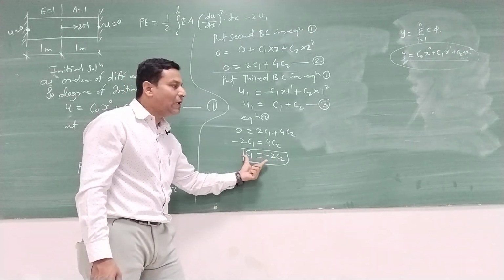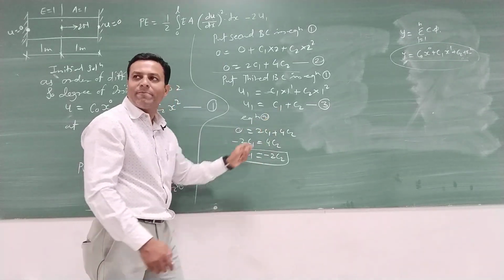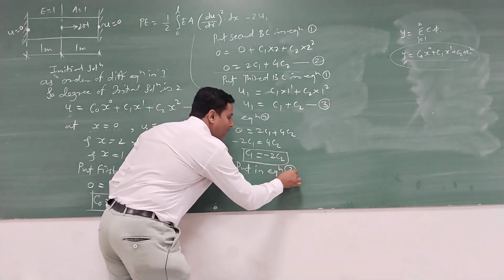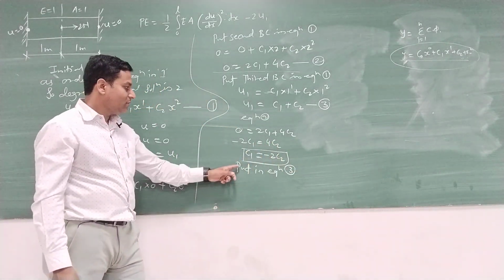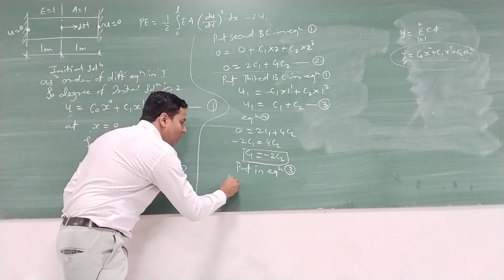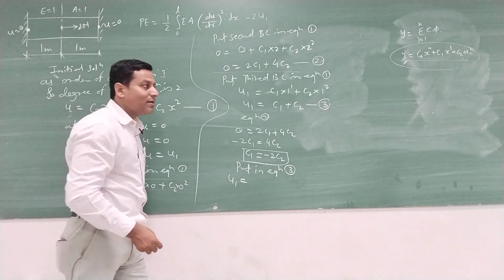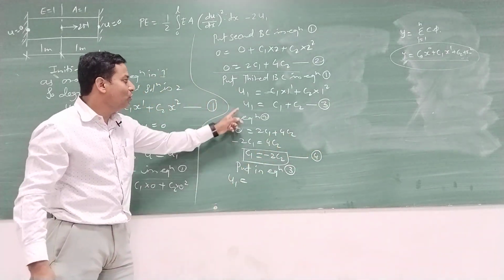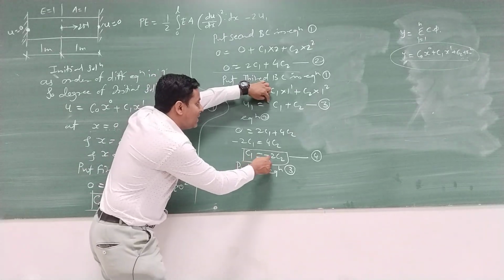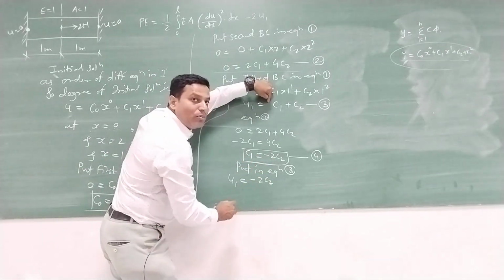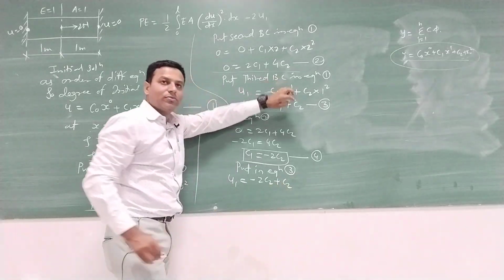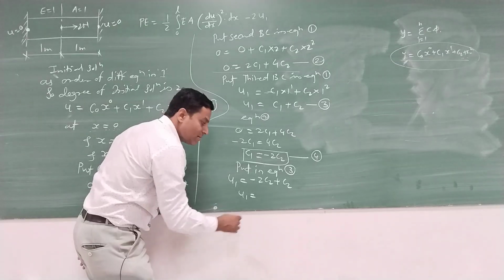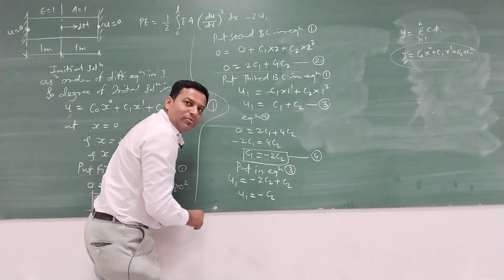Now put this value in equation 3. So when you put it in equation 3, U1 will be equal to, I'll mention this as equation 4. I'll write the number meanwhile. So U1 will be equal to, what is the value of C1? Minus 2C2 plus C2. So this will be U1 equal to minus C2.